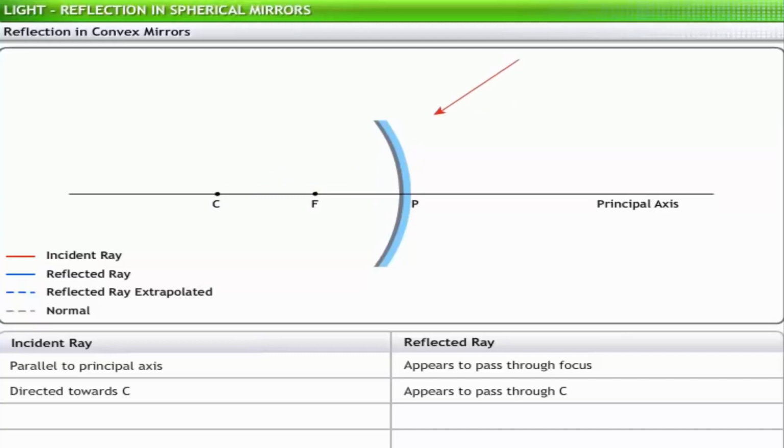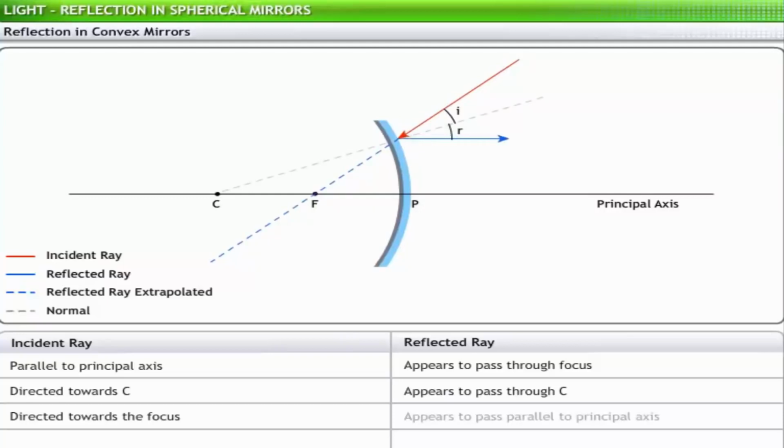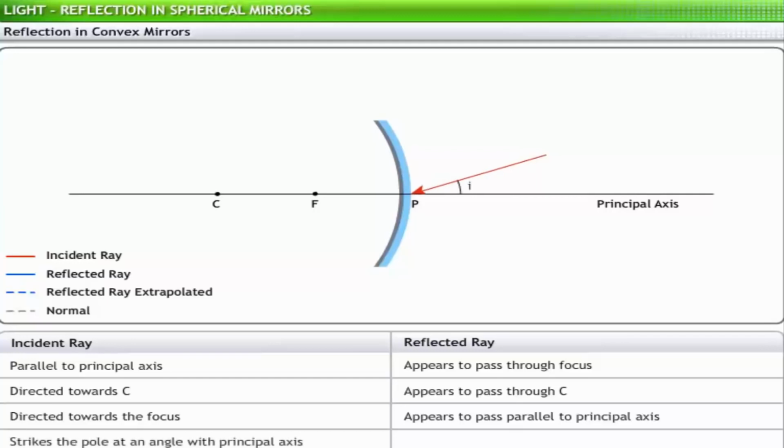Next, look at incident rays that are directed towards the principal focus. The reflected rays go parallel to the principal axis. This is how the driver is able to see the traffic signal which the car has crossed. Finally, if incident rays strike the pole at an angle with the principal axis, the reflected rays also make the same angle with the principal axis. This helps the drivers of two cars traveling alongside to look at each other in the rear-view mirror of the car ahead.